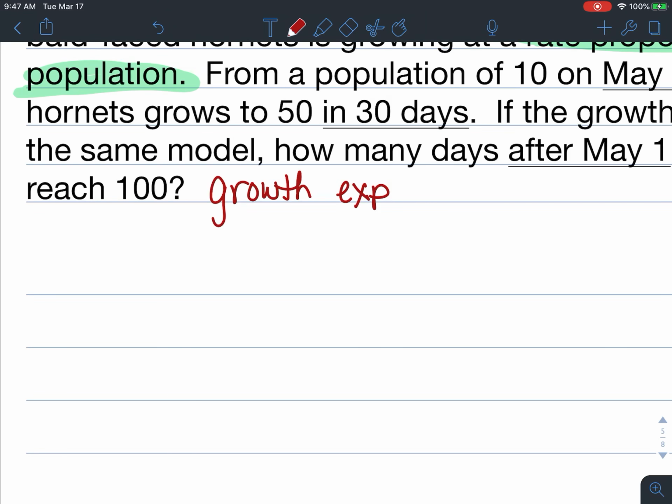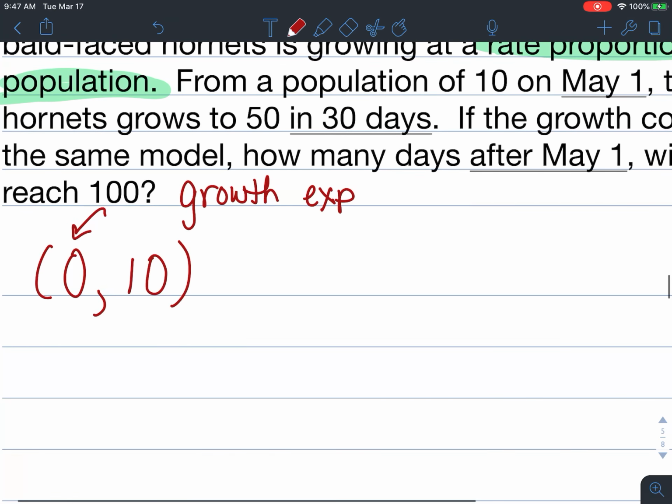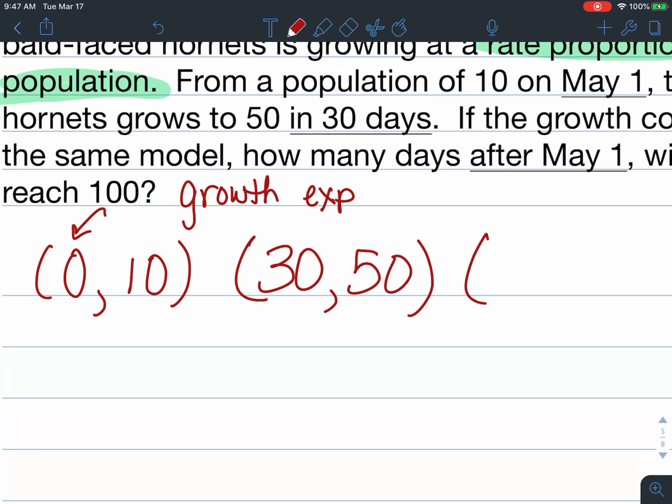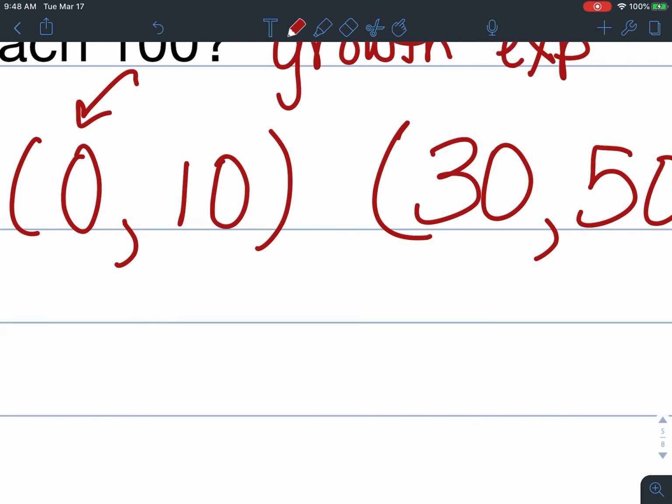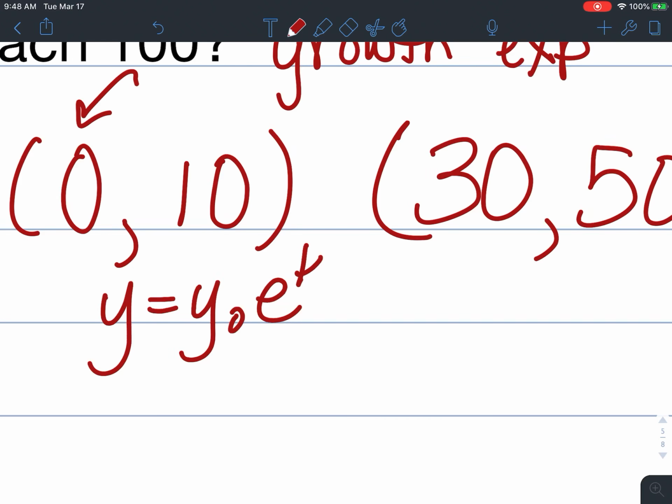And I basically got 3 points. On May 1st, we're going to call that 0. There were 10 hornets. In 30 days, there were 50. And then the question is, at what time will there be 100? And they tell us that it's exponential growth. Okay, so what's the form for exponential growth? y equals y0 times e to the kt.